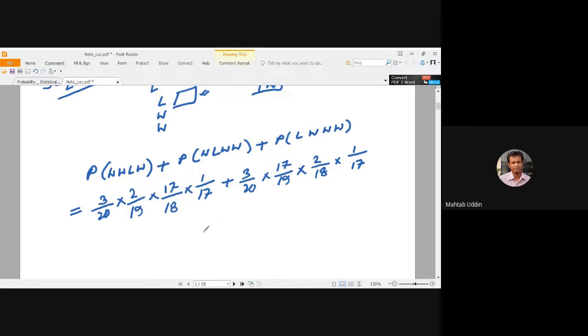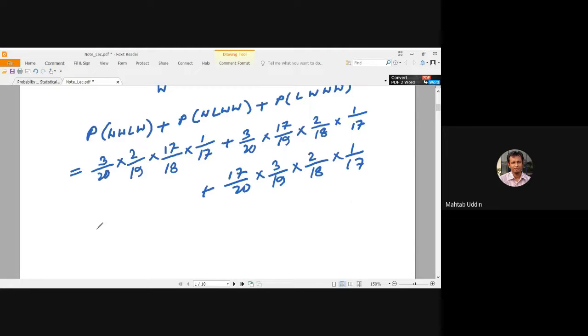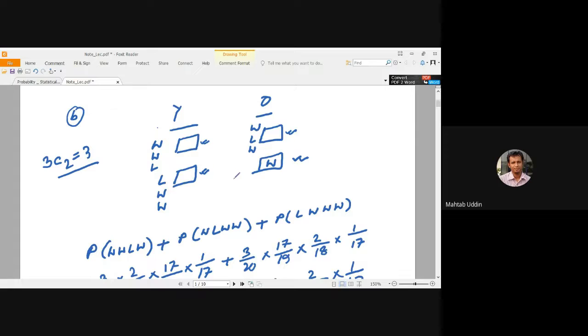The last one plus 17 by 20 into 3 by 19 into 2 by 18 into 1 by 17. And after the calculation, you will get 1 by 380. Do you understand? Actually, without understanding this figure, it's not possible to realize what is actually going on there. So be careful about it. Okay.